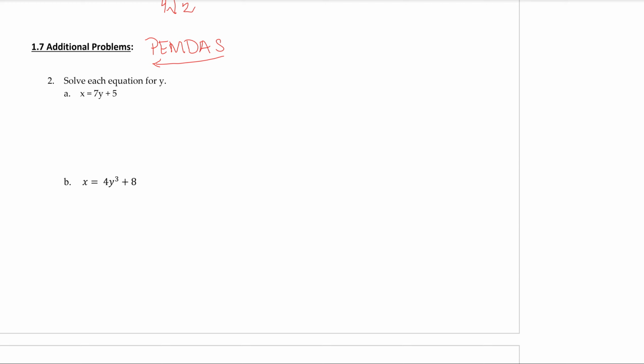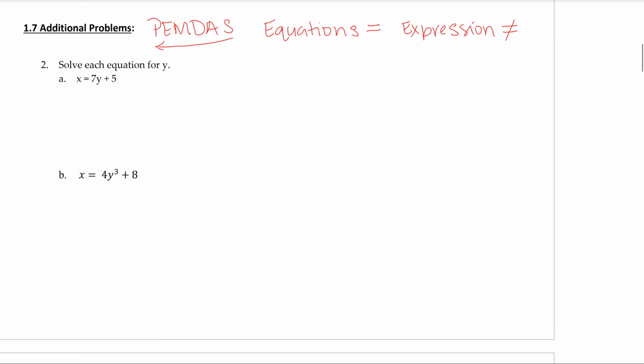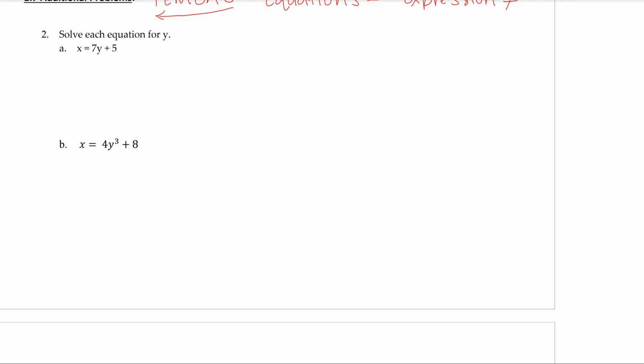To know if you're going to use PEMDAS or if you're going to solve equations, you will use the reverse anytime you see an equal sign. Expressions you will simplify, just work them until you can't work them any further, when there is absolutely no equal sign. Okay, so looking at the very first one, I have x equals 7y plus 5.